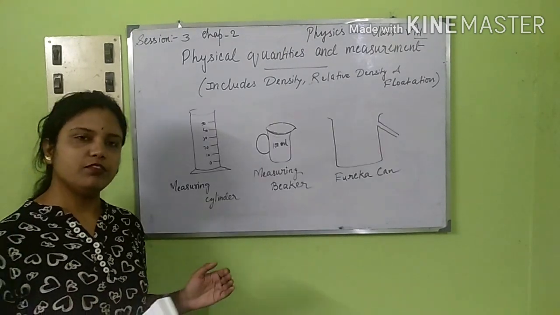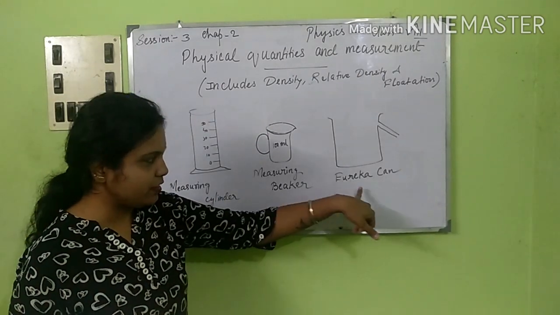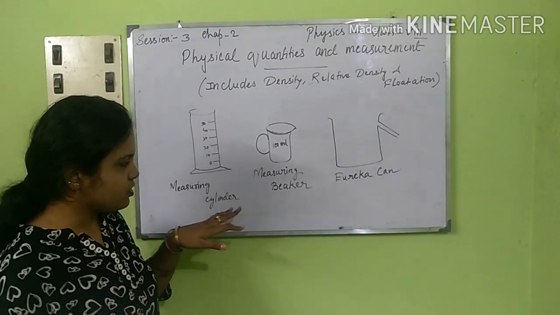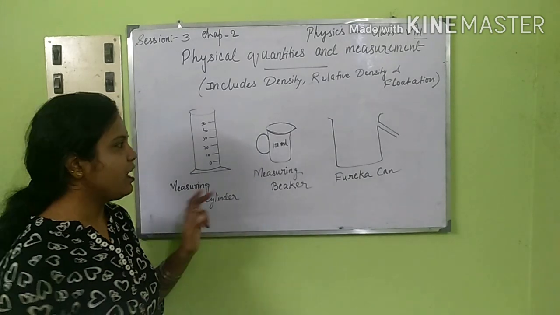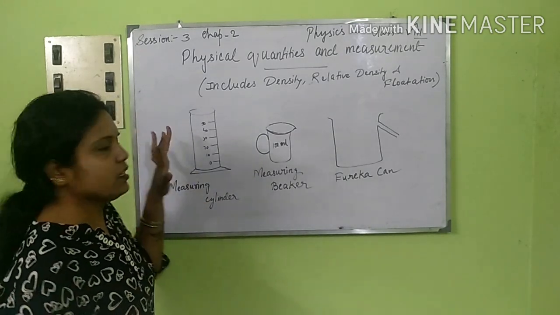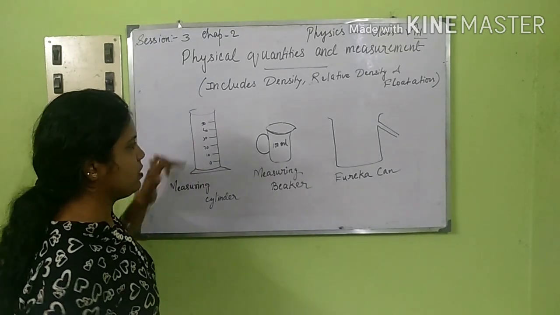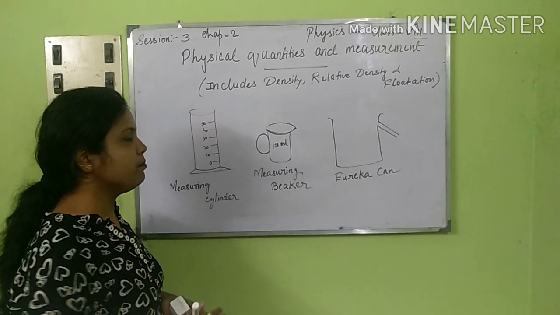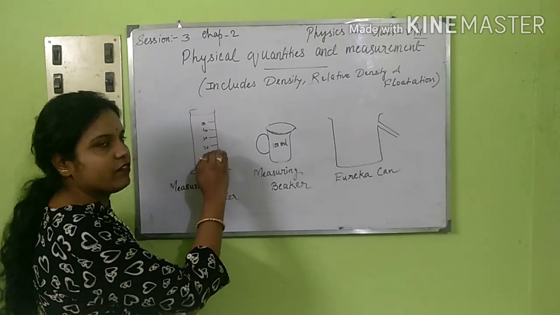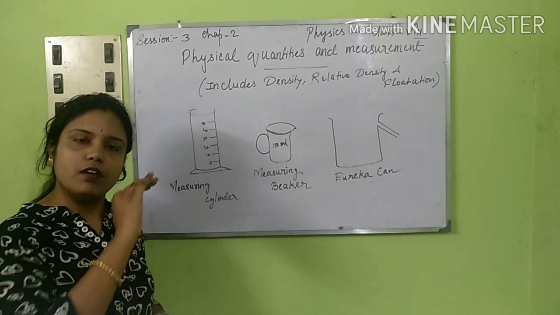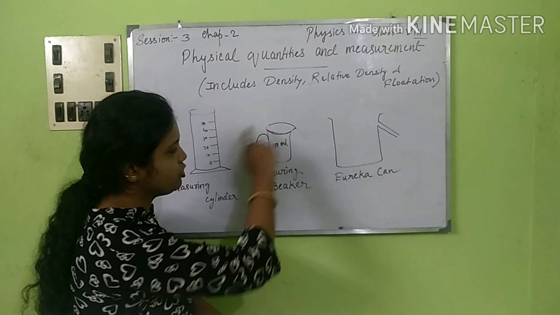Now I have come up with three types of vessels, as you can see: measuring cylinder, measuring beaker, and the Eureka can. I'll be discussing these shortly. Now these are particular cylinders where the marks are given. Suppose you are taking 10 ml, all are in milliliter. So wherever the water level is, it will give you the marking of the volume of the particular liquid. Next, coming to the measuring beaker.